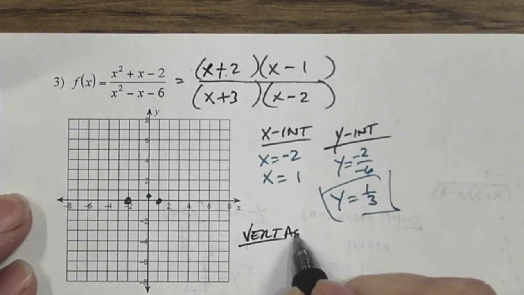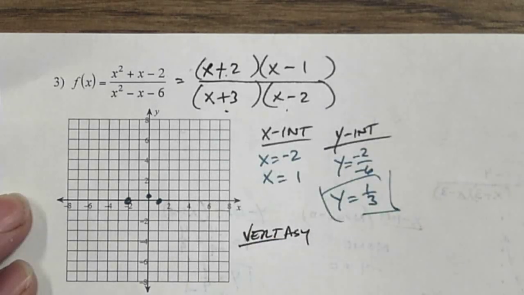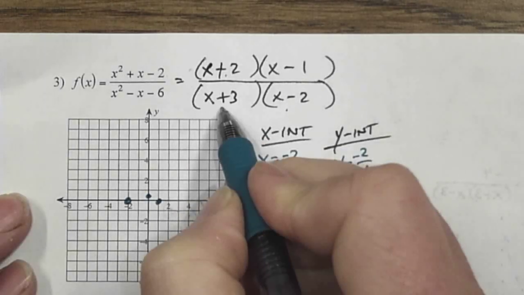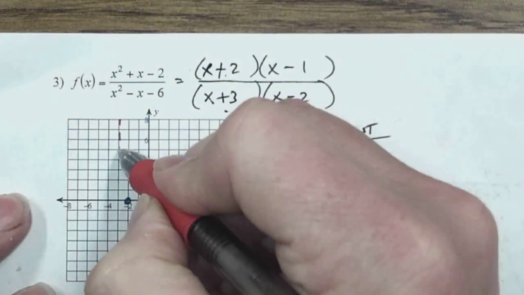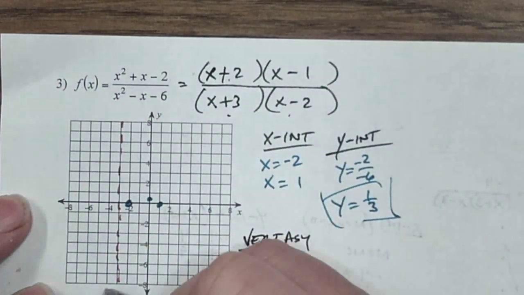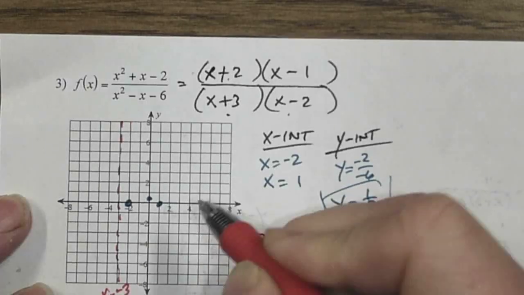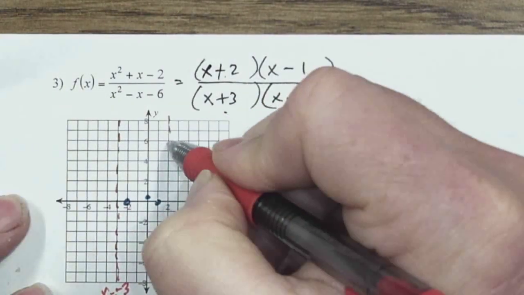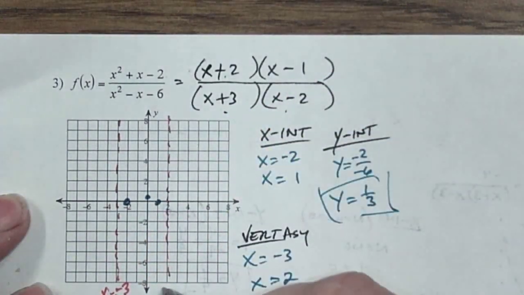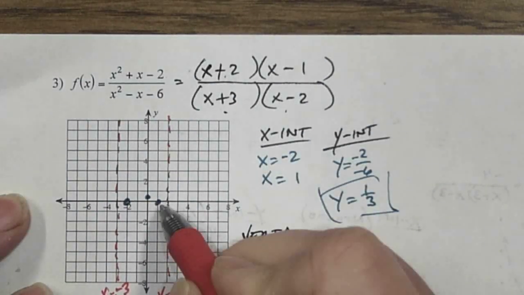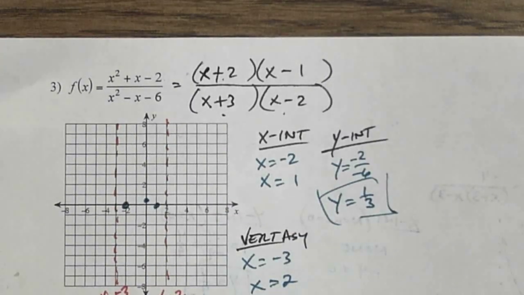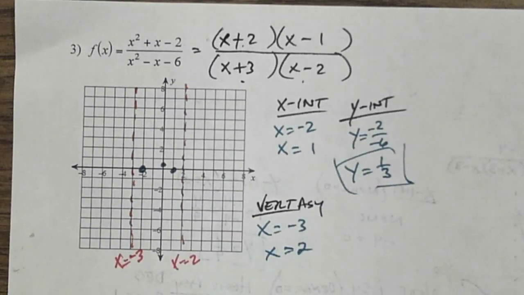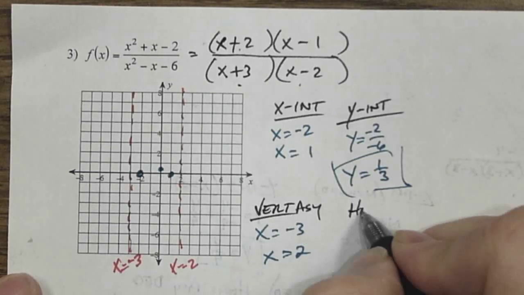Vertical asymptote, when the denominator equals 0, so negative 3, positive 2. Negative 3 here, positive 2. So I make the borders. There's negative 3, and positive 2, right there. X equals positive 2. So it looks like I got a curvaceousness. I'm not going to go ahead, I'm going to hold off because I haven't done the horizontal asymptote.